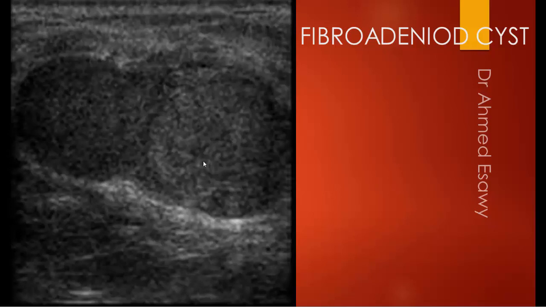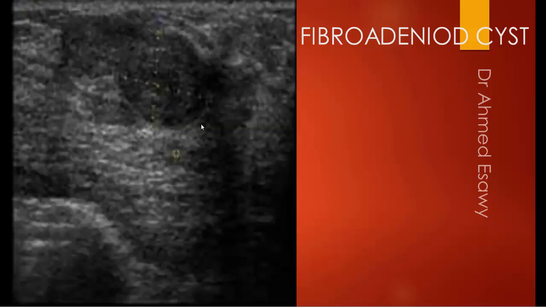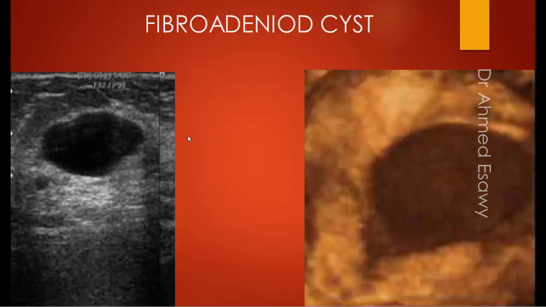A cyst which is not simple. This cyst may be complicated, with internal echoes or a solid component, a complex cyst. Another fibroadenoid cyst, complex and complicated. Fibroadenoid cyst in fibrocystic change, by color and 3D: simple, completely cystic, thin wall. We do a gain test, as we will demonstrate later on, to differentiate whether there is a solid mass or not.